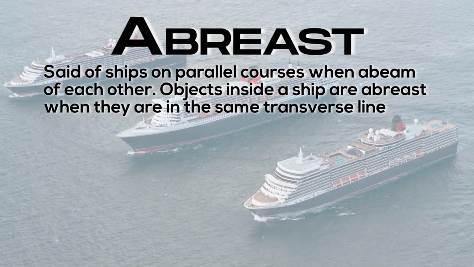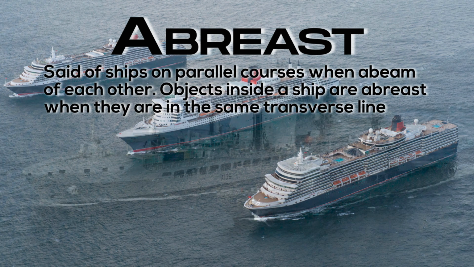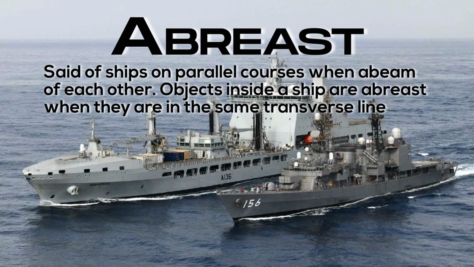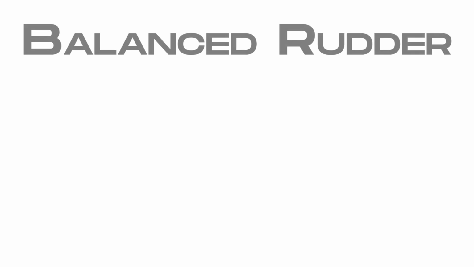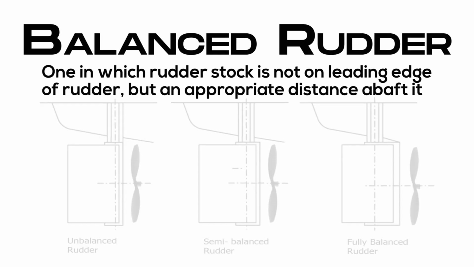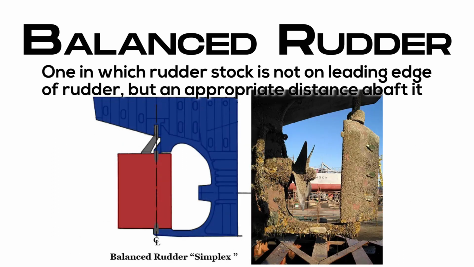Abreast. Set of ships on parallel courses when abeam of each other. Objects inside a ship are abreast when they are in the same transverse line. Balanced rudder. One in which rudder stock is not on leading edge of rudder, but an appropriate distance abaft it.